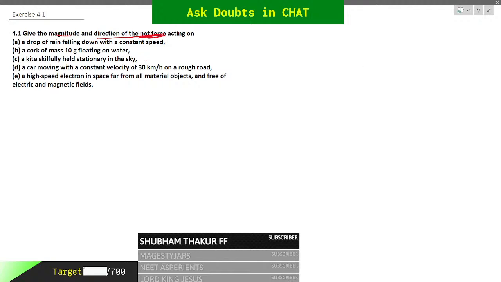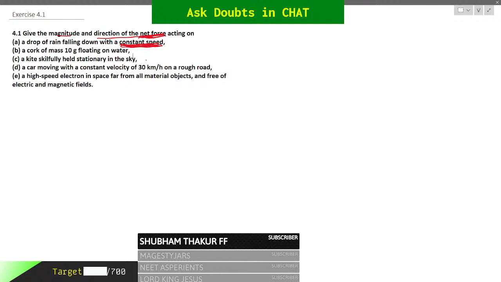In the first scenario, it is a raindrop with a constant speed. We know that when a body is traveling with a constant speed, then it is not accelerating, except in circular motion. So here we can say that the net force is 0.